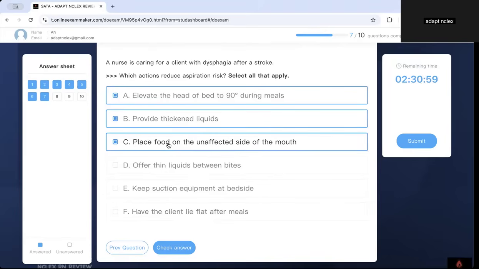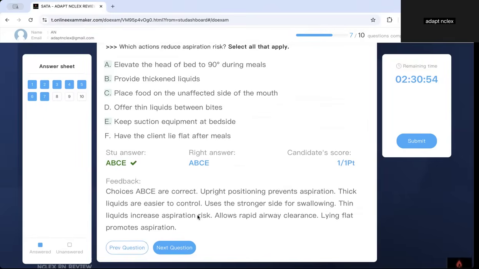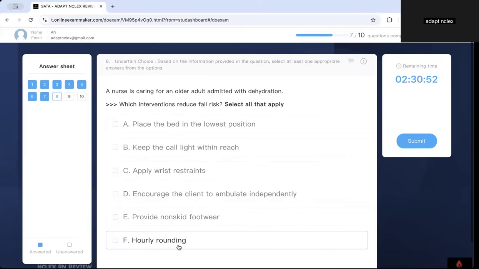And this is the way I want you to think about these kinds of questions. They are not difficult. They're just concepts, put it together. Teaching, put it together. Diagnosis, put it together. Education, put it together. Same thing. Intervention for falls, things you do. Management of care, fundamentals: a nurse is caring for an older adult with what? Dehydration. Which intervention reduces falls risk?